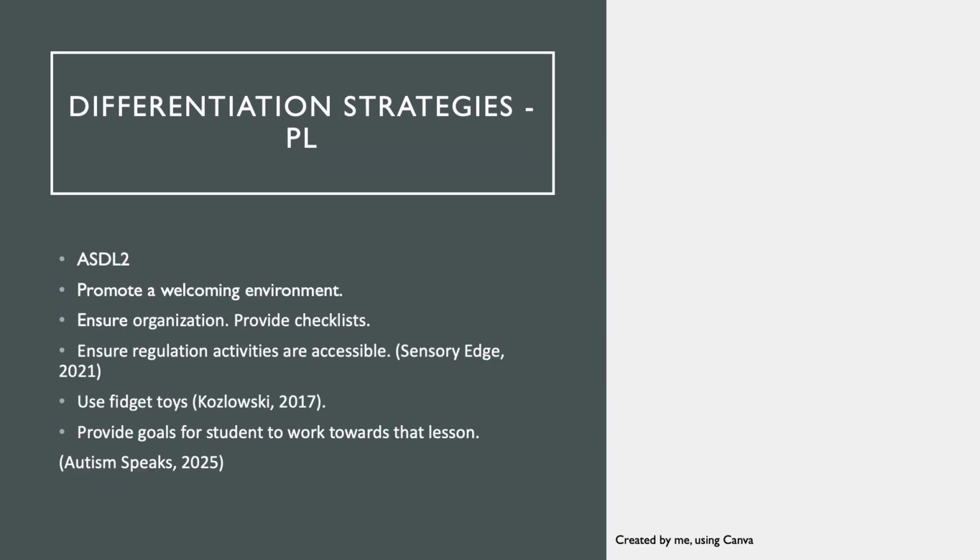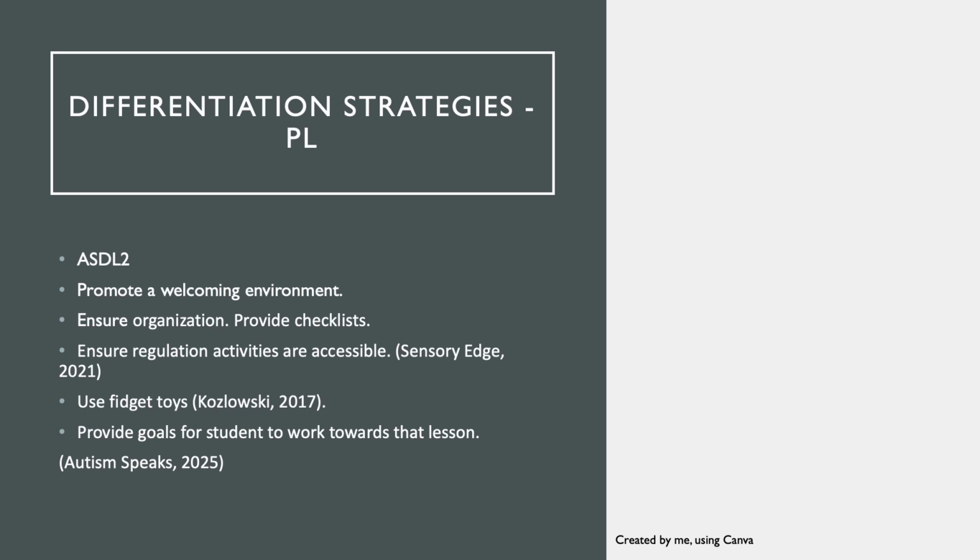With PL's ASD level 2, it is important to ensure a welcoming environment is provided and the student is able to sit where they are most comfortable. This is done at the front of the room in front of the teacher's desk. This provides for easy check-ins that do not draw attention to the student.